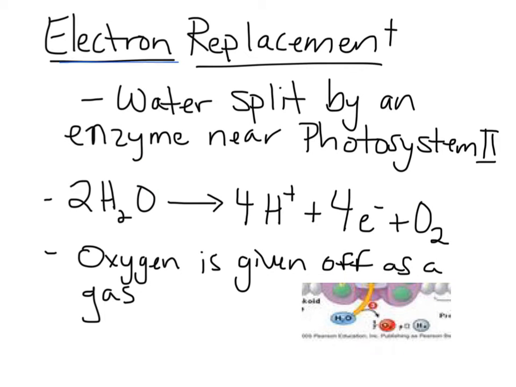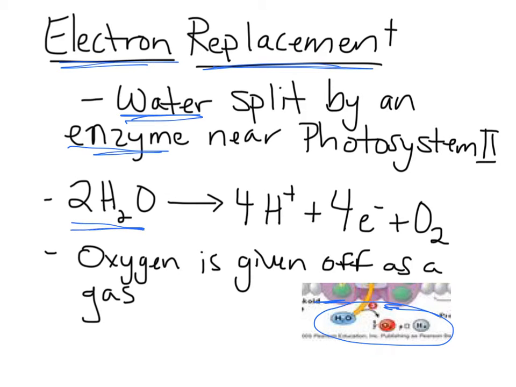So the electrons jump out of chlorophyll, but how do they get replaced? Well, that's where water comes in. So water is split by an enzyme near photosystem 2, and here's photosystem 2 in this picture, and we can see water right here is being split. So we have H2O, and two H2Os go to 4 hydrogen ions, 4 electrons, and then oxygen, and the oxygen is given off as a gas at this point. So that comes out of the system, and there's your H pluses.